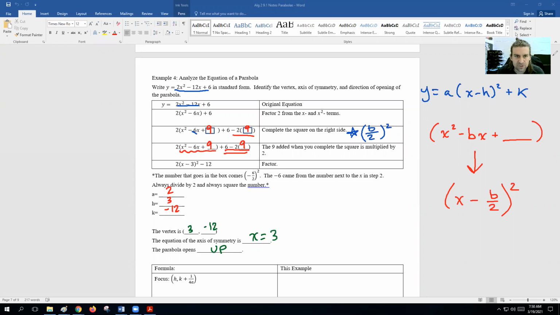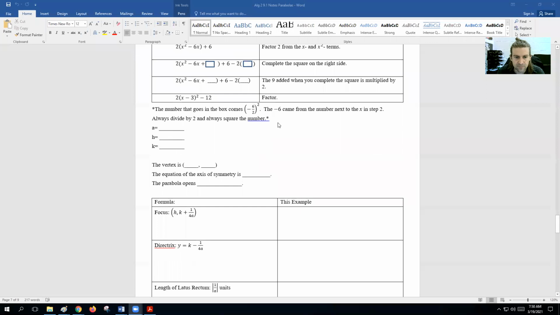Okay, we can find some more information about this graph. I'm going to have to clear this off a little bit.